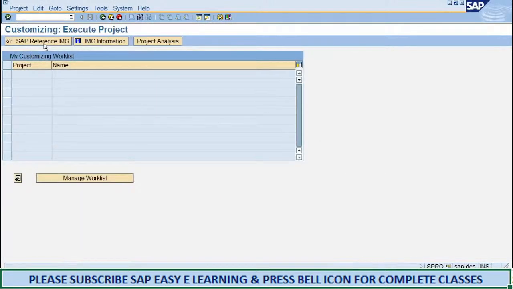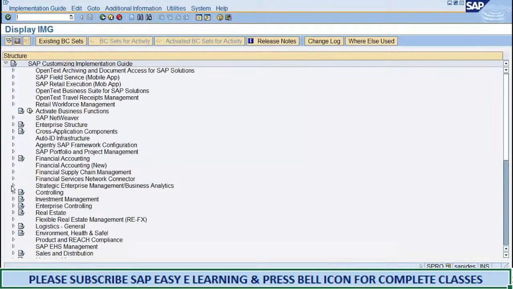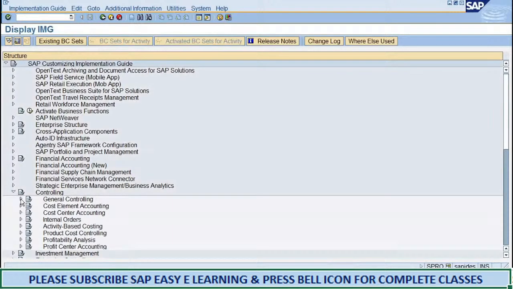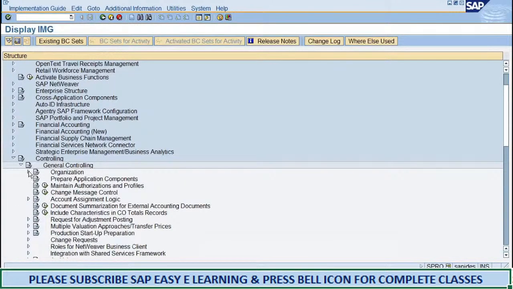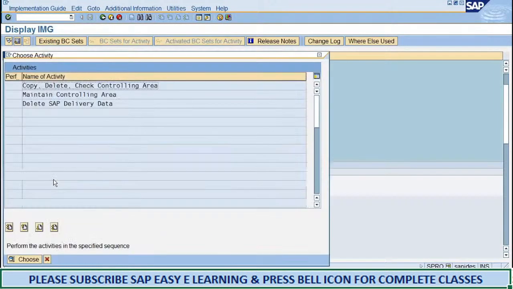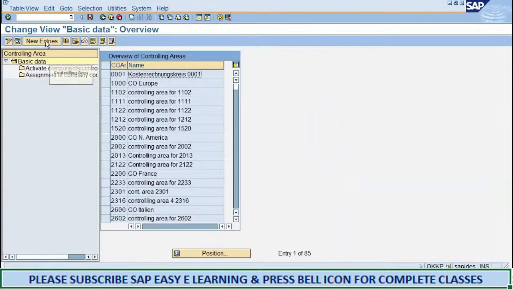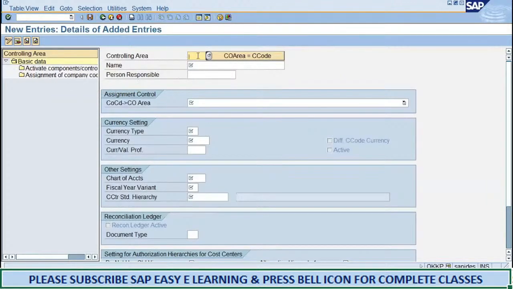See, maintain controlling area. SPRO, controlling, general controlling, organization, maintain controlling area. Double click on maintain controlling area. Click on new entries. Controlling area is equal to 3366.